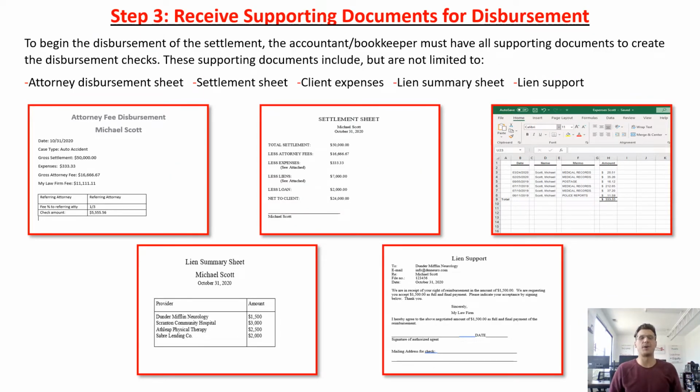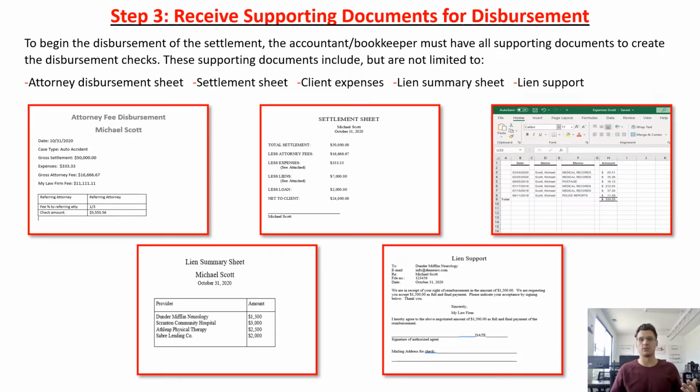Once you've recorded that deposit into your accounting software, now it's time to gather all your support for your disbursements. I have an example of 5 here, but it is not limited to these 5. First is the attorney fee disbursement sheet. Here it'll give you a breakout of the attorney fees, any client expenses that might be getting reimbursed, and any referring attorneys that might be on the case.